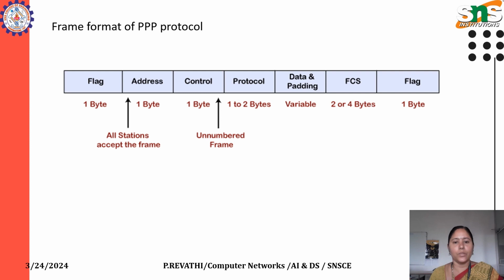It is used to encapsulate the layer 3 protocols and all the information available in the payload in order to be transmitted across the serial links. The PPP protocol can be used on synchronous link like ISDN as well as asynchronous link like dial-up. It is mainly used for the communication between two devices.